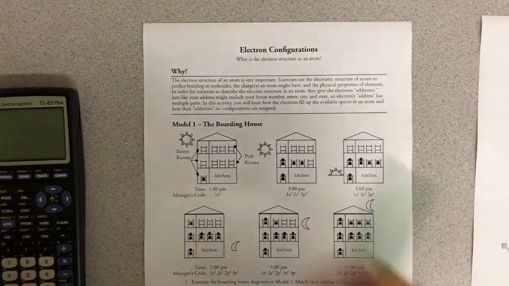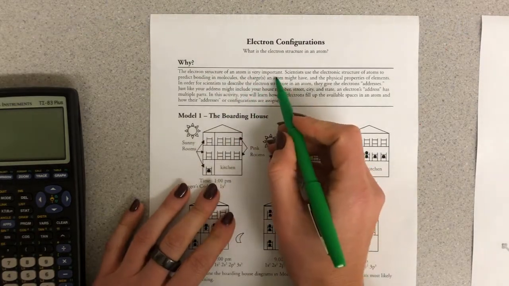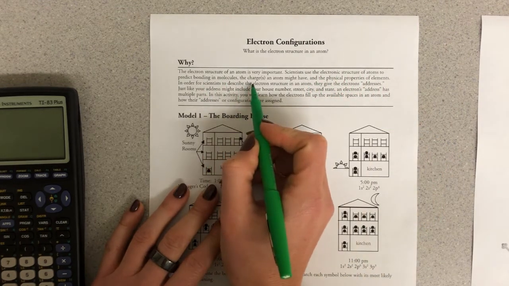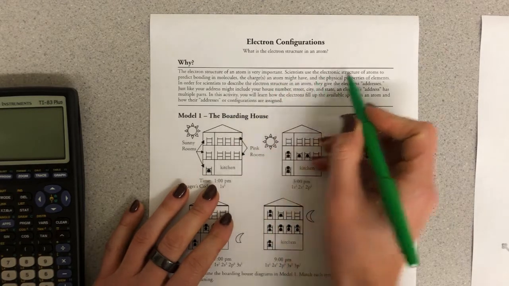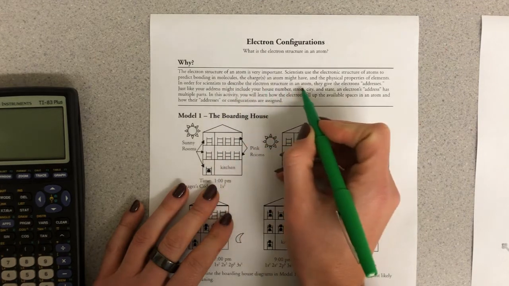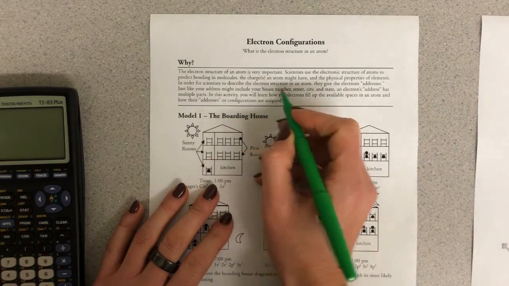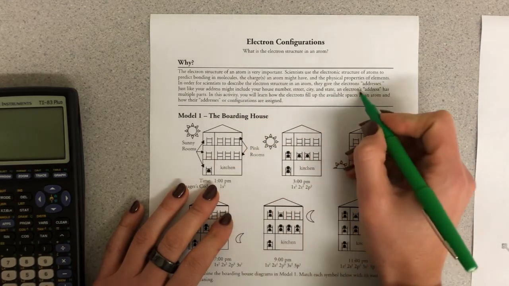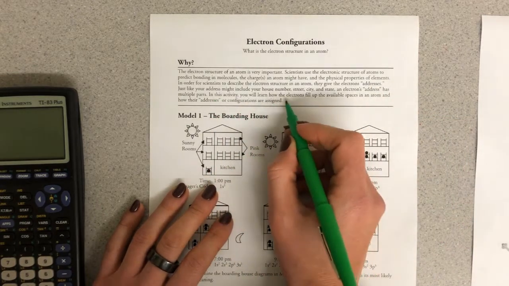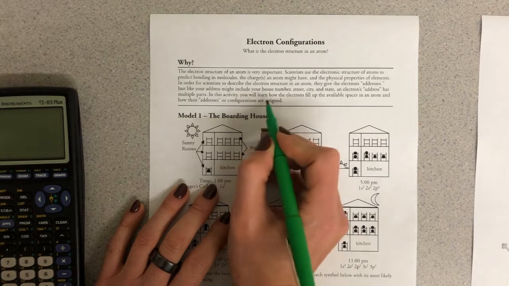Okay, so let's go ahead and do electron configurations part 2. It says the electron structure of an atom is very important. Scientists use the electronic structure of an atom to predict bonding in molecules, the charges an atom might have, and physical properties of elements. In order for scientists to describe the electron structure in an atom, they give the electrons addresses. Just like your address might include your house number, street, city, and state, an electron's address has multiple parts. In this activity, you will learn how the electron fills up the available spaces in an atom and how their addresses or configurations are assigned.